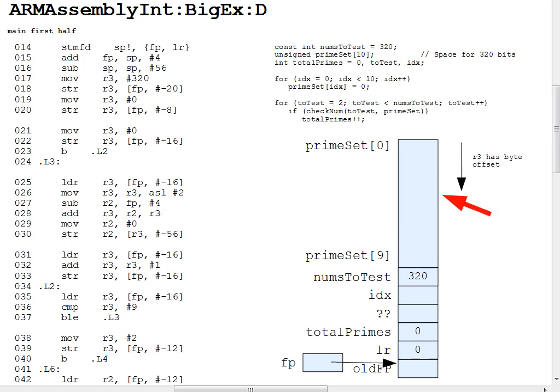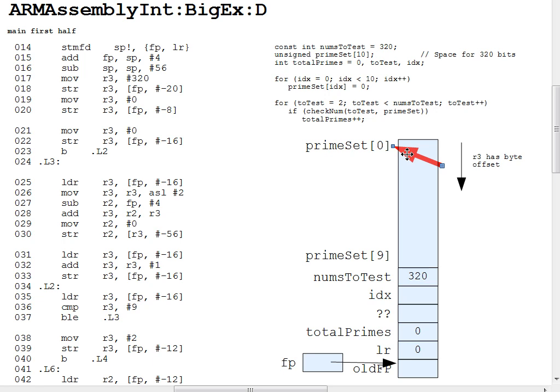As shown, the next 4 instructions, from here to here, put a 0 in prime set bracket index, but they do it in an odd way. Question 4. Assuming prime set starts at the top of the stack frame, at what offset from FP is its first element? At what offset from FP is prime set bracket 0, and why?